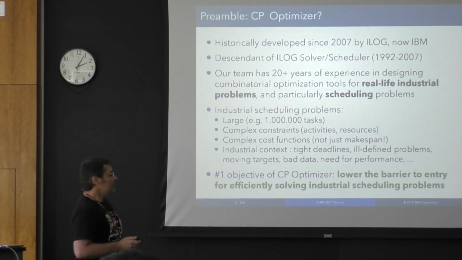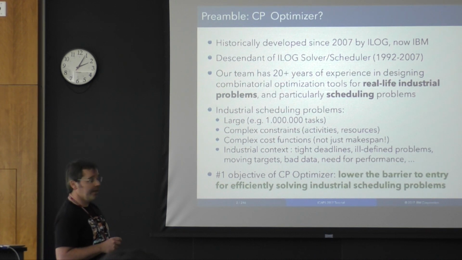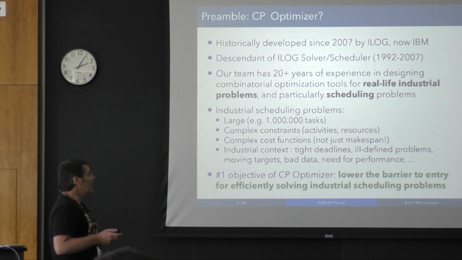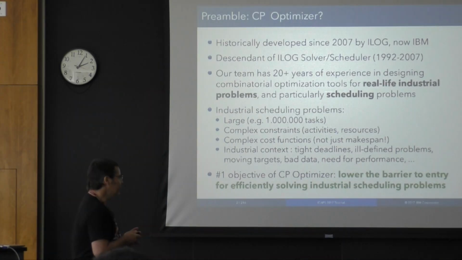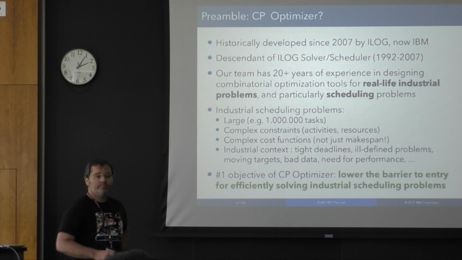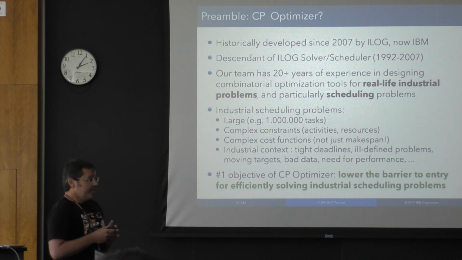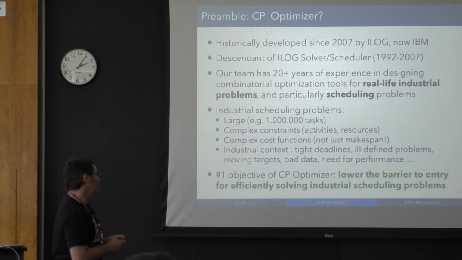So in fact, it's a tool that historically is developed since 2007 by iLog, which is now IBM. And it's a descendant of iLog Solver and Scheduler. I don't know if you have heard about these tools. They were developed in the beginning of 2000 and 90s. So this is to say that our team at iLog has a big experience in designing combinatorial optimization systems and especially applying them to real-world optimization problems, okay?